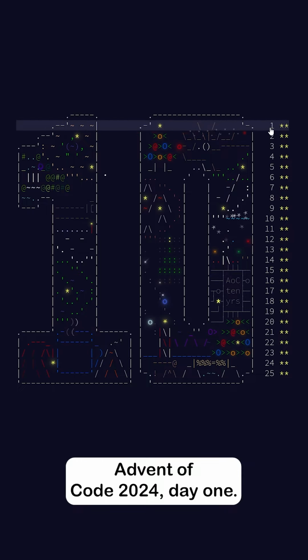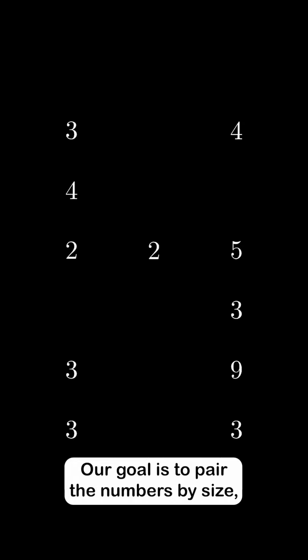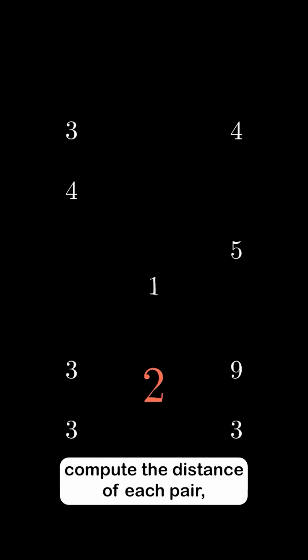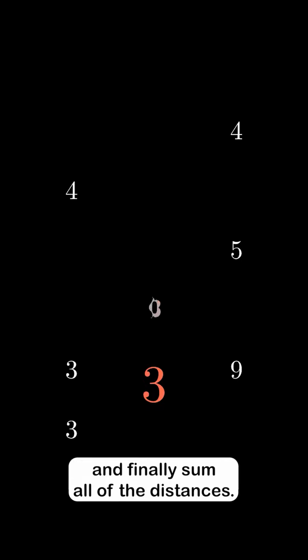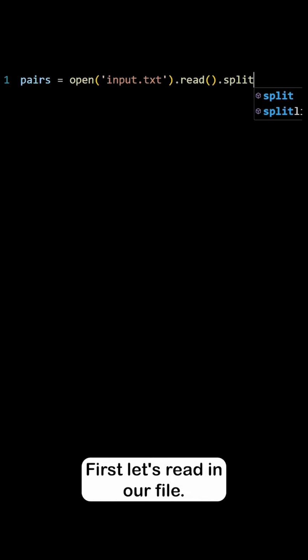Advent of Code 2024, Day 1. We're given two columns of numbers. Our goal is to pair the numbers by size, compute the distance of each pair, and finally sum all of the distances. We can directly implement this in Python. First, let's read in our file.